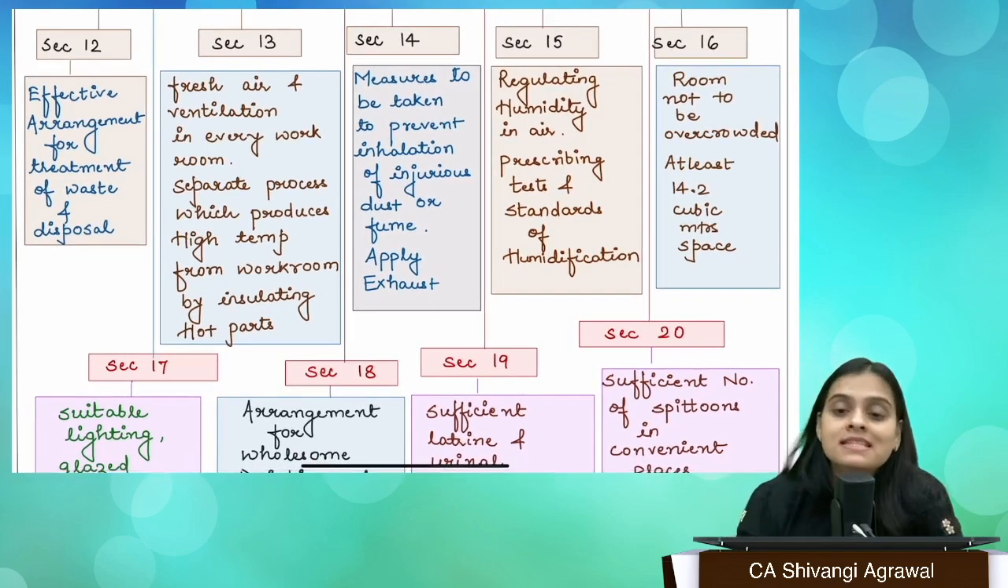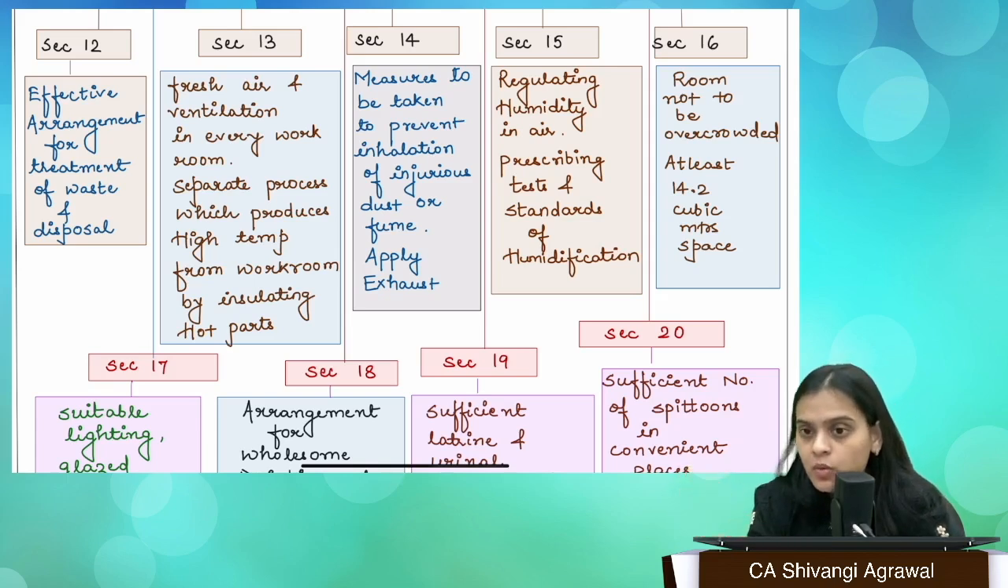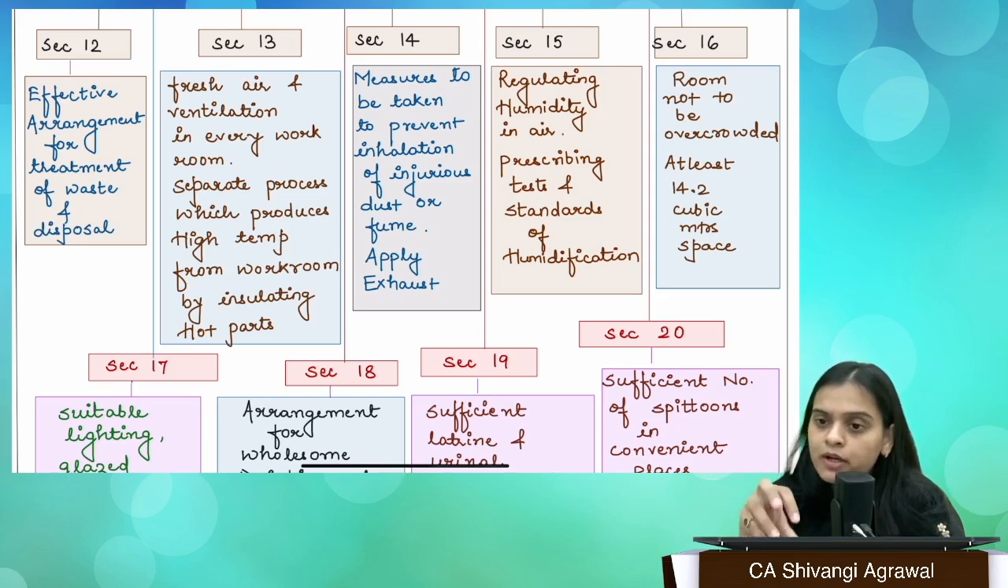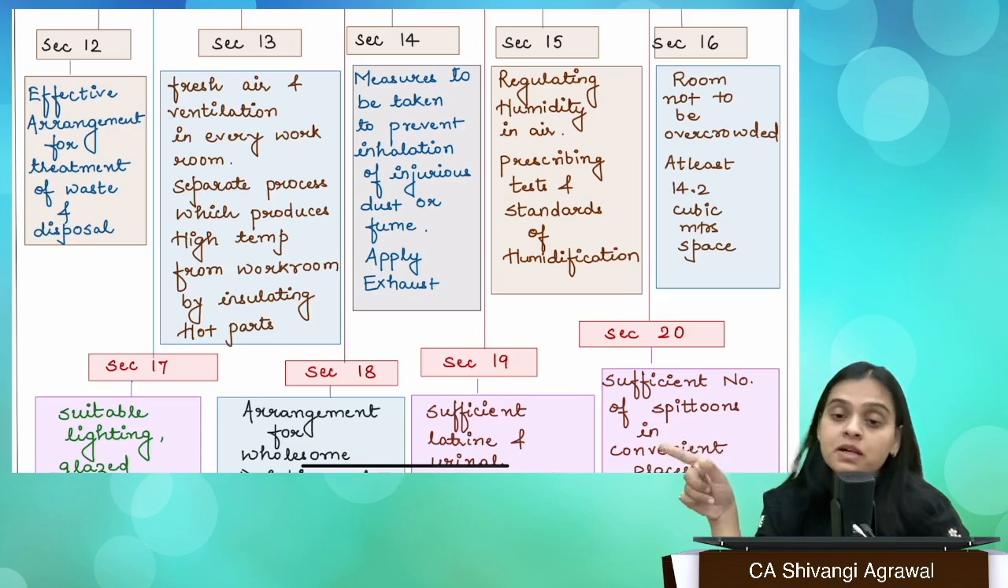Next is section 16, which talks about overcrowding. Here, one thing that you must remember is 14.2 cubic meters of space. This is often asked as an MCQ or an objective question. In every workroom in a factory, at least 14.2 cubic meters of space for every worker must be there. You cannot say, I have this much space, let me employ 20 people to sit here. No, you cannot. This is the minimum space which must be provided per worker.